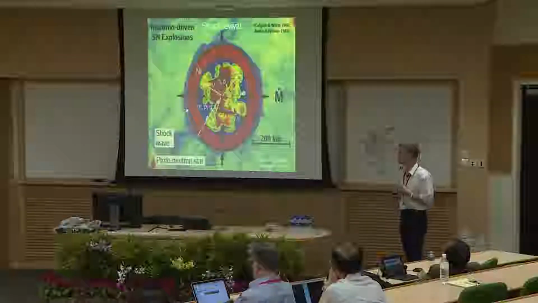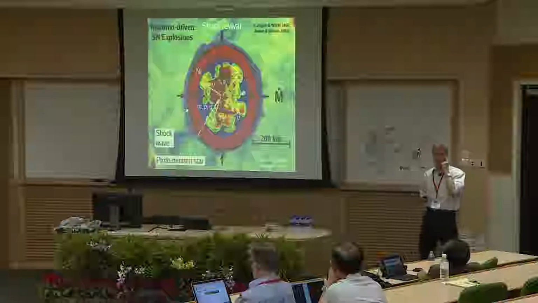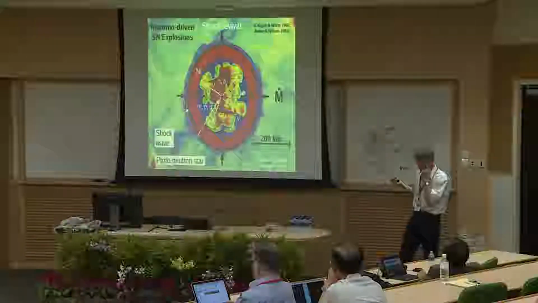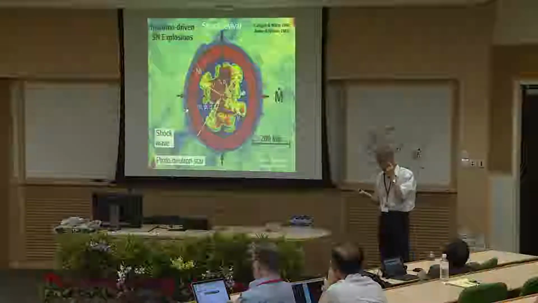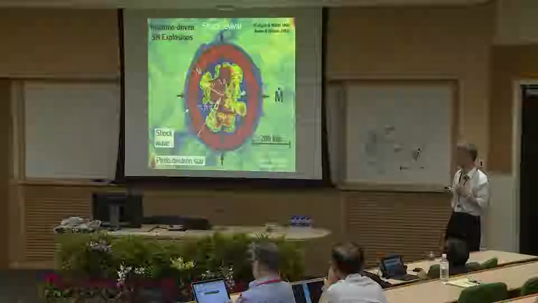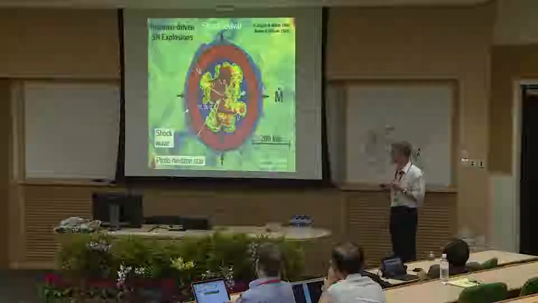We need the help of something else, and the something else was suggested by Colgate and White in 1966 to be neutrinos. You could believe in magnetic fields, but magnetic fields require amplification. Otherwise, you don't get the strengths where they become dynamically important, and for that you need rapid rotation, and that doesn't seem to be present in the majority of stars collapsing.